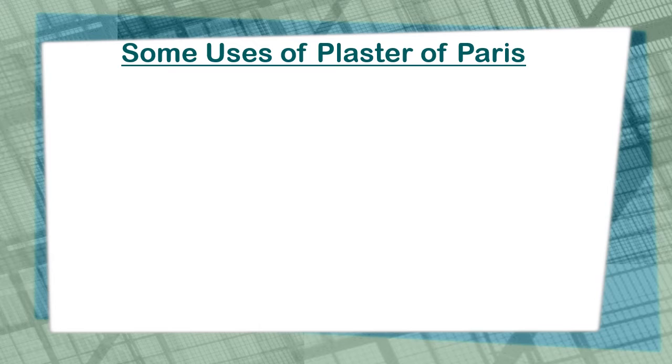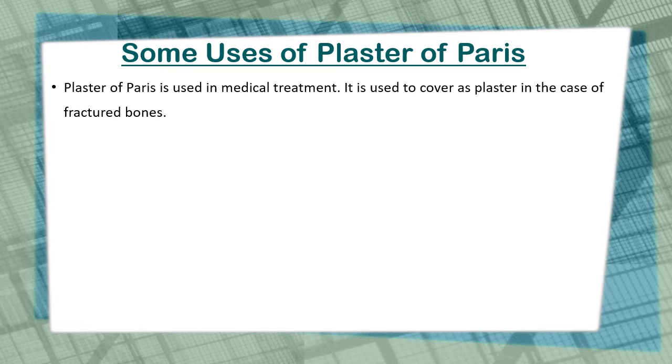Now, some uses of plaster of Paris, POP. This is very important. POP is used in medical treatment because by adding a small amount of water, it sets hard. Wherever there is a fracture or crack, especially in the bones, the doctor will take an X-ray. He will find out exactly where the fractured or cracked part of the bone is. There only he will go for plastering.